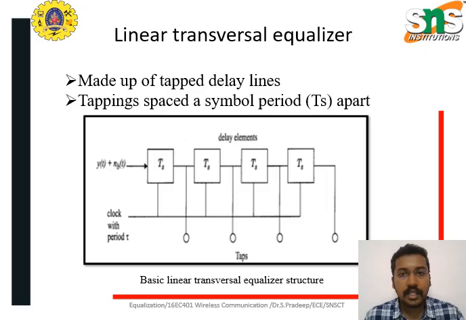Linear transversal equalizer. It is also known as tapped delay line equalizer, and it is a simple type of equalizer used in digital communication systems to combat inter-symbol interference. It works by using a tapped delay line to store past received signal samples, which are then linearly weighted by adjustable coefficients and summed to produce the output.